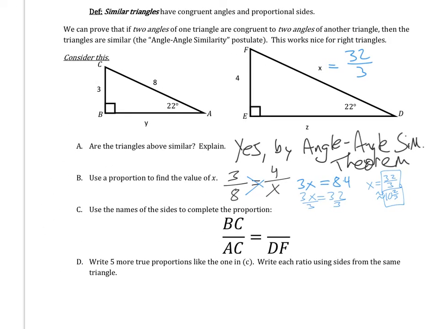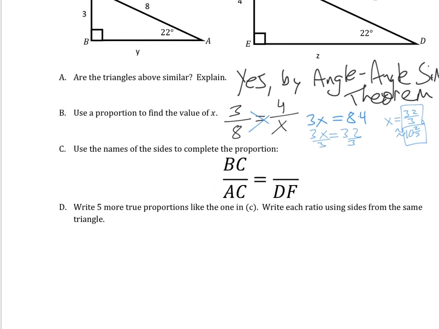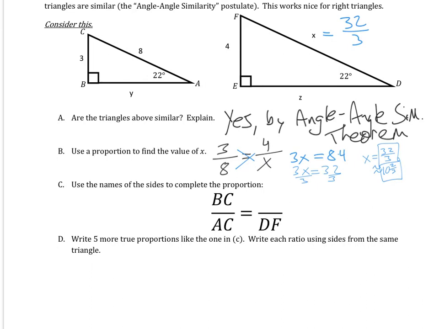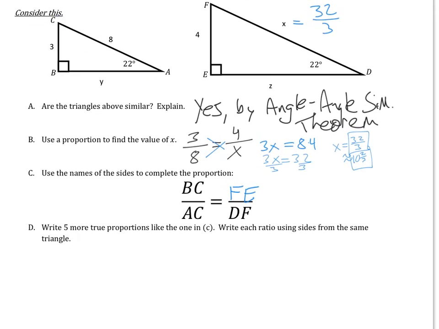Now the question is, could we do the same for y and z? We could. We could use the Pythagorean theorem here to find y. But let's think about some other proportions. Let's use the names of the sides to complete this proportion. We've got BC is to AC. BC is over here, AC is that hypotenuse. That's equal to the corresponding sides over here. BC is on top, corresponds to FE, and AC is the hypotenuse, which is equal to DF over here. So that proportion always has to be true, no matter what the numbers are.